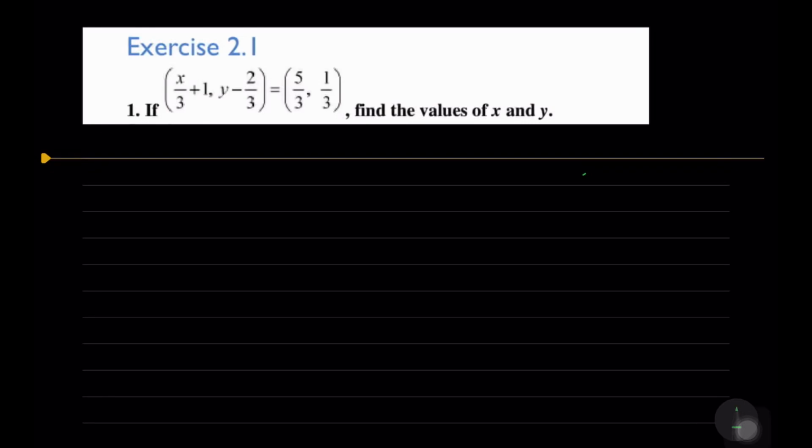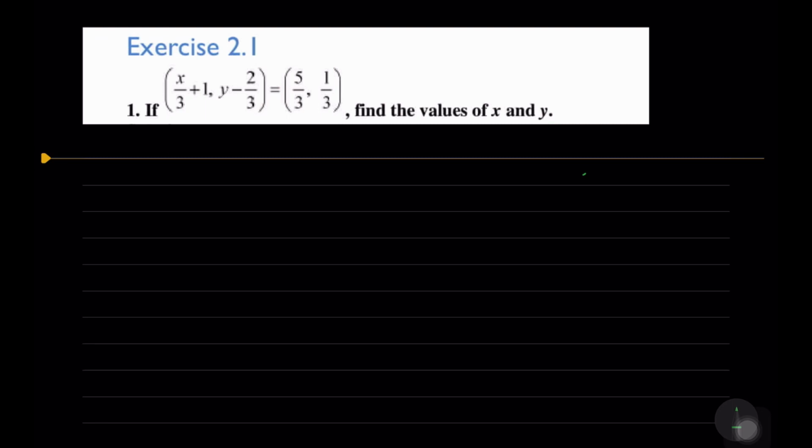Hello friends, let's start off with exercise 2.1, chapter 2, relations and functions. So what is given in the first question? The concepts of relations and functions are given in the video in the description. Please look into that so that you can see what all the concepts and formulas are. We'll directly go into the problem right now.